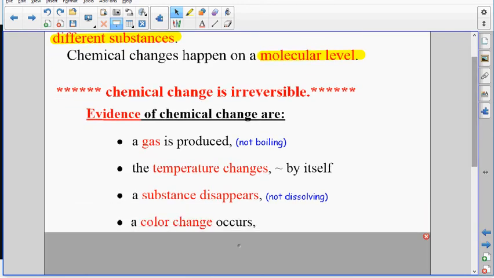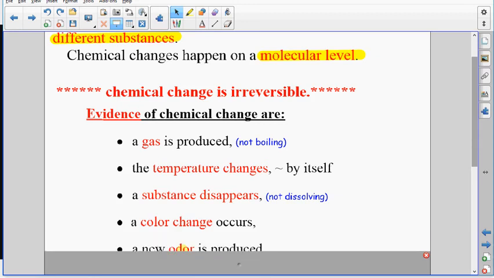A color change occurs. Okay, a color change is definitely a dead giveaway. You had a chemical change 99% of the time. So again, this is orange paper right now. This has now got a kind of dark gray, black color to it. That makes me think there's a color change, and that makes me think there's a chemical change because there was a color change.